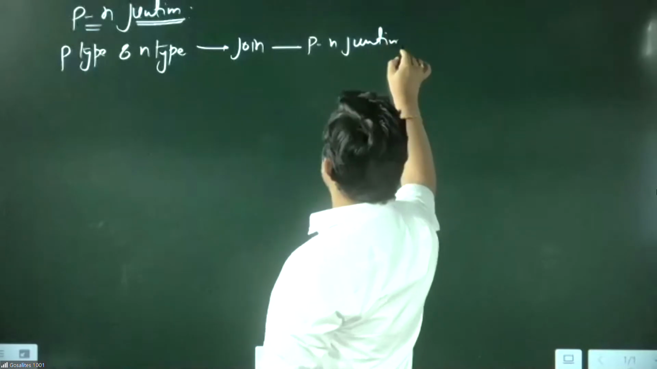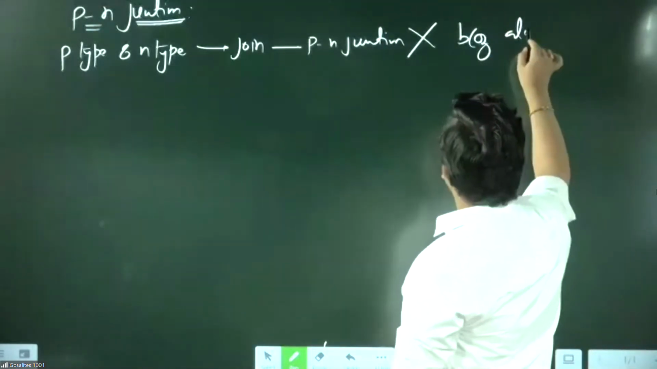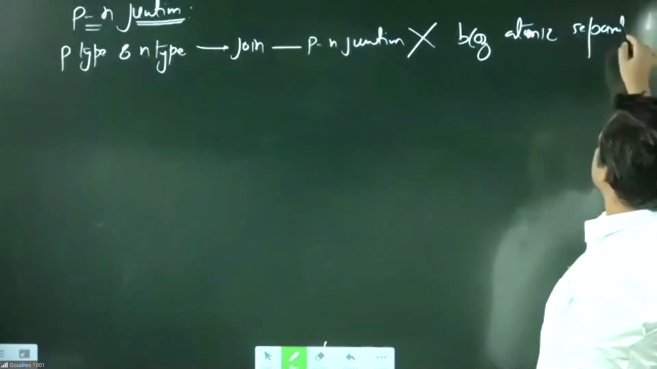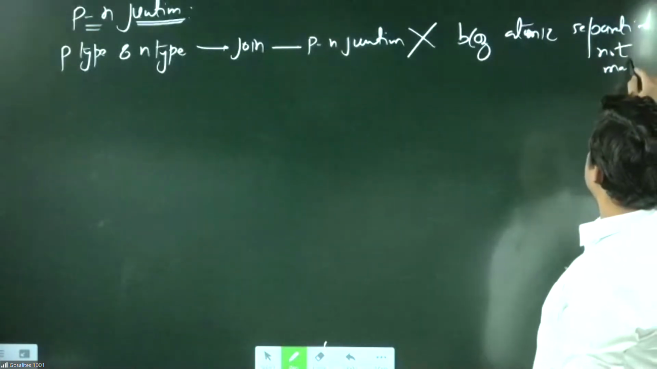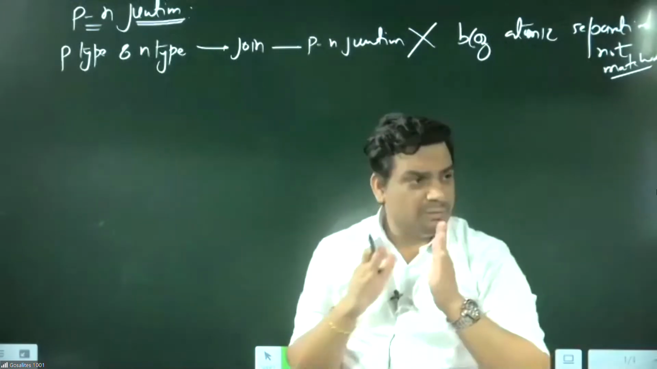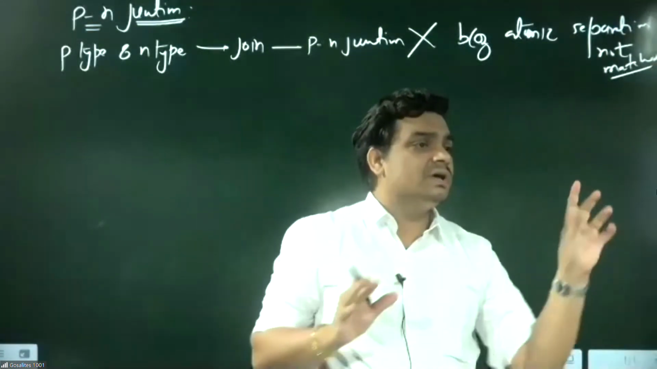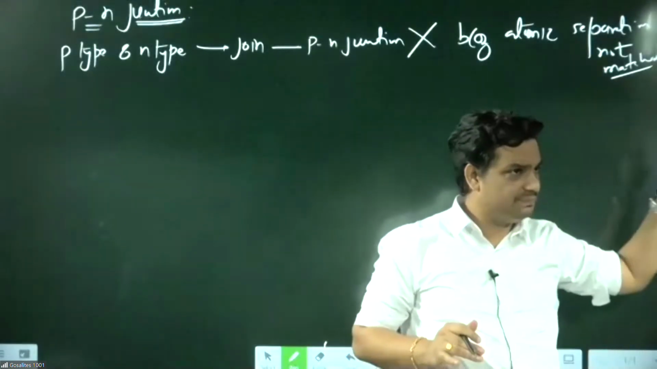Because the atomic separation is not matched. Ultimately, what will happen is that the separation between these P type and N type will be huge, more than the atomic separation, so it will not be matched. Okay, this is the first thing.